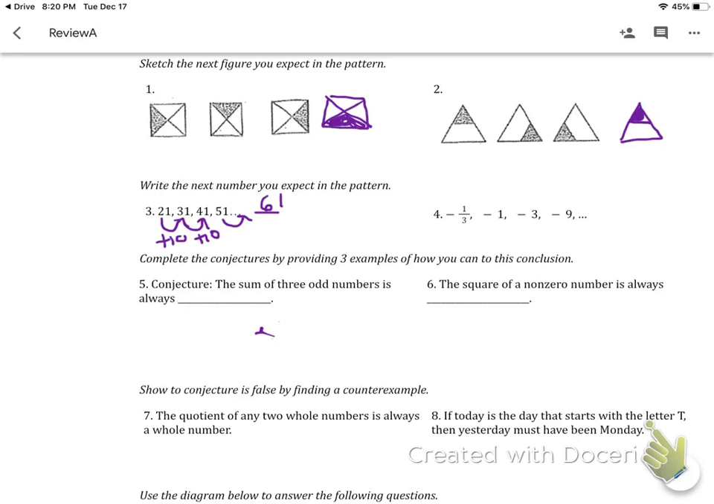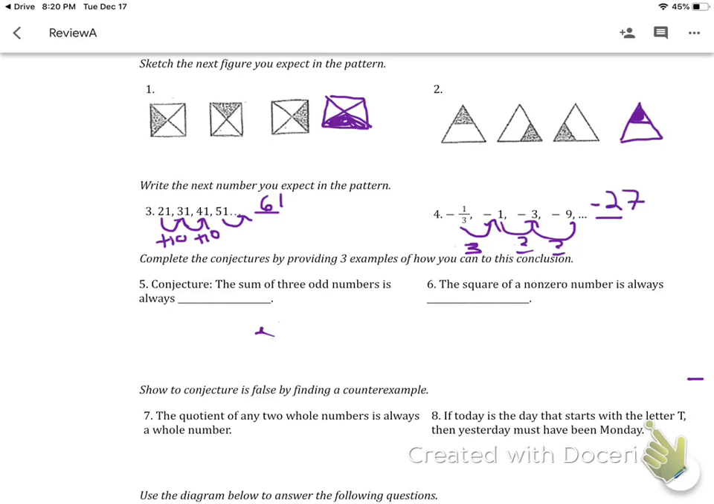Now looking at this one might be a little trickier to see since you're starting off with a fraction. So you see that you have negative 1/3, and we get to negative 1, negative 3, negative 9. And if you're looking at this pattern, you see the difference here is that we're going by multiples of 3. So it's going to be times 3, times 3, times 3. So that means our next number would be negative 9 times 3, which would be negative 27.